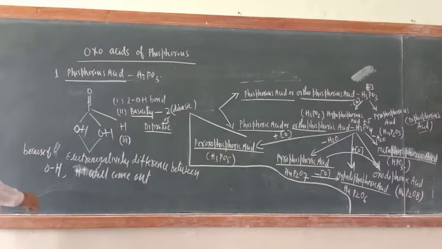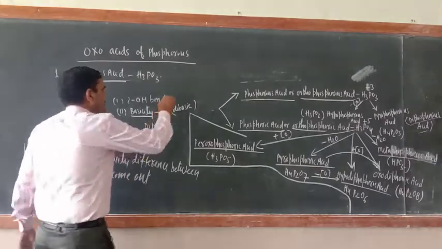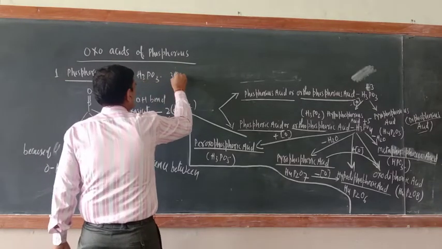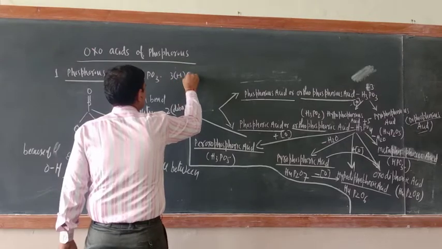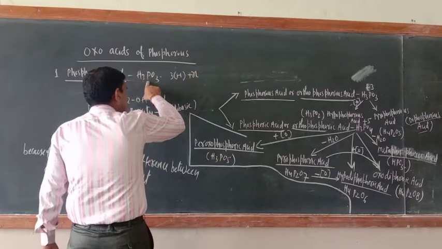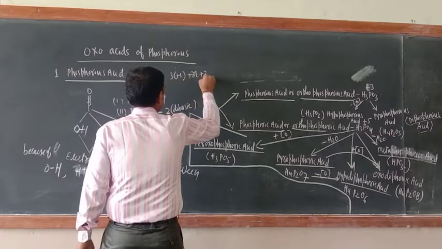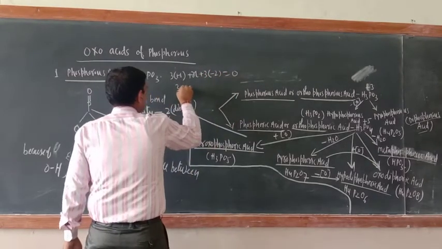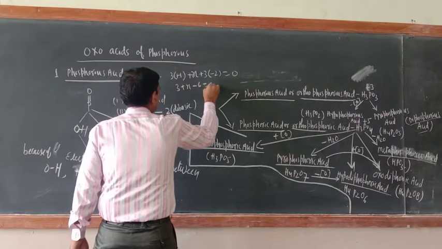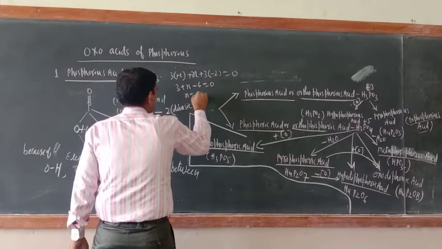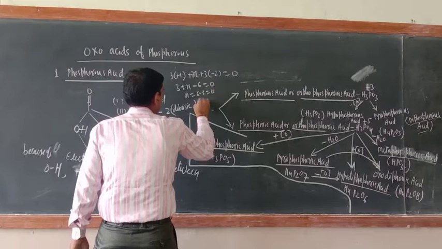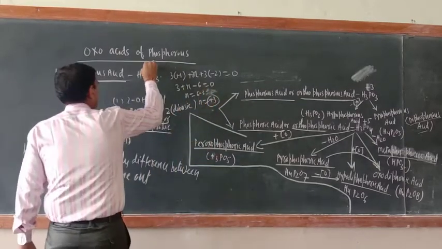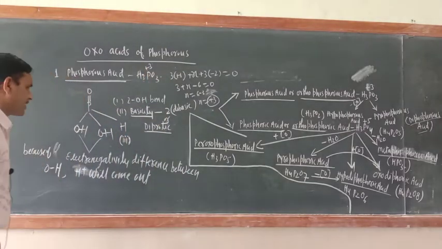One more important thing is the oxidation state. You can calculate it here. How many hydrogens are there? 3, so hydrogen is plus 1 oxidation state. Let the oxidation state of phosphorus be X, and 3 oxygen is minus 2 each, equal to 0. So 3 plus X minus 6 equals 0, so X equals 6 minus 3, which is plus 3. So the oxidation state of phosphorus here is plus 3.